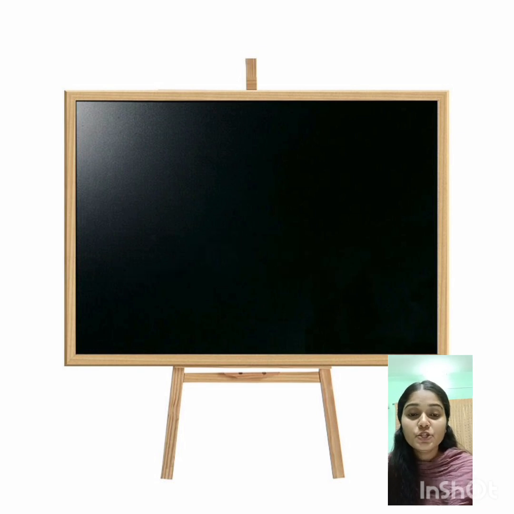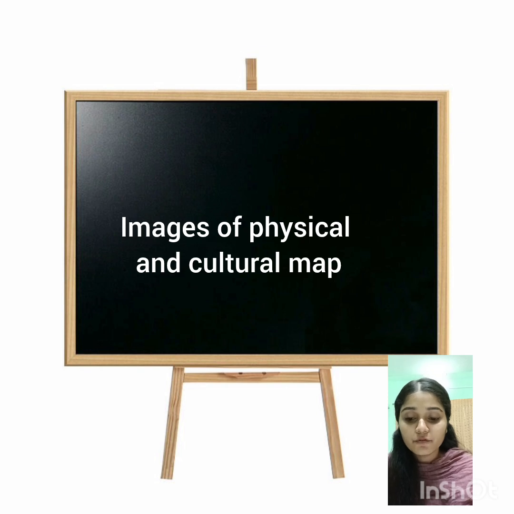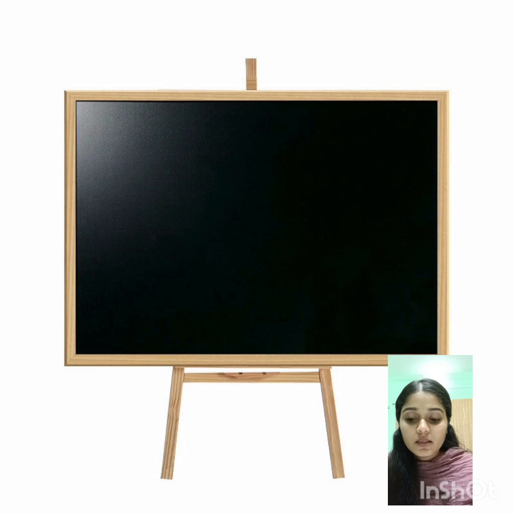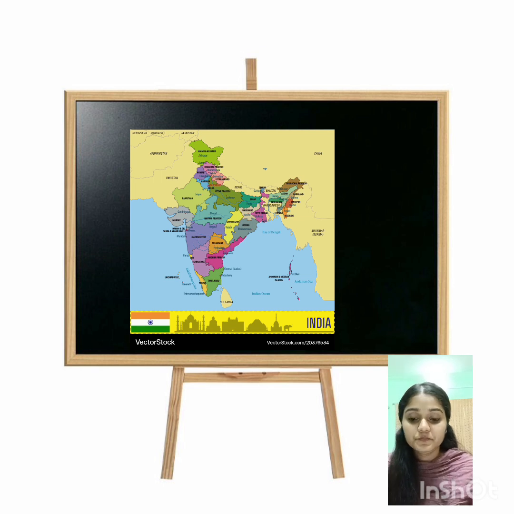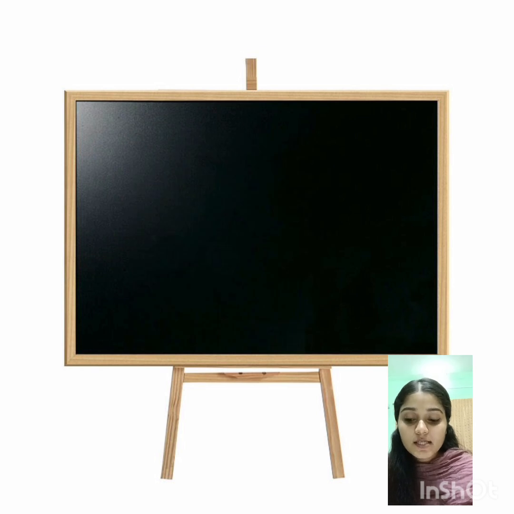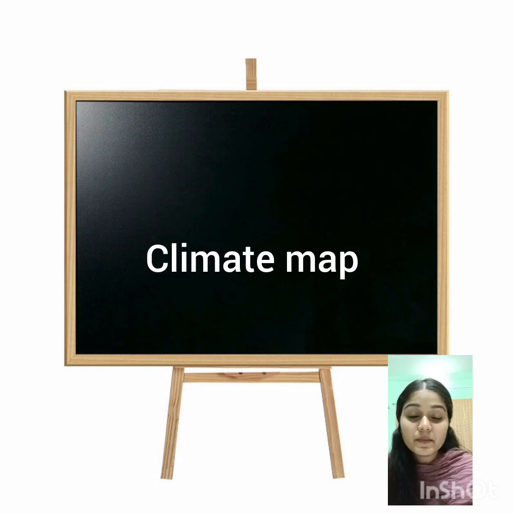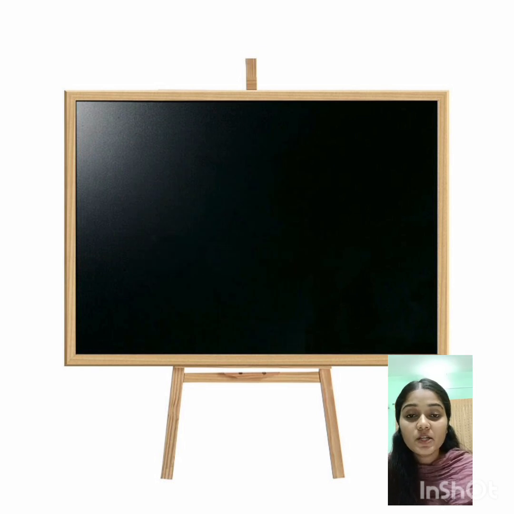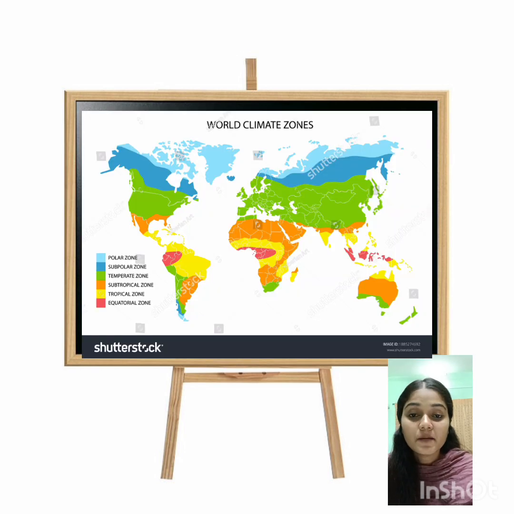So, let me show you a few images of physical map and cultural map. Now the first image is about the political map, which is a cultural map. Okay, in this political map you can see there are boundaries, state names, and so on. Now the second image is climate map. Okay, the image showing now is about climate map.